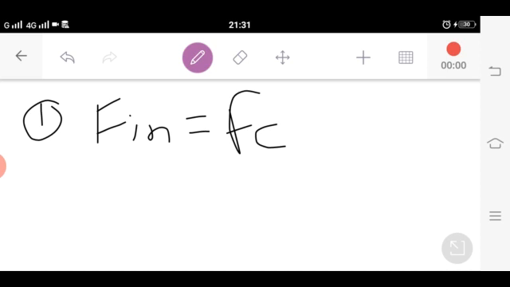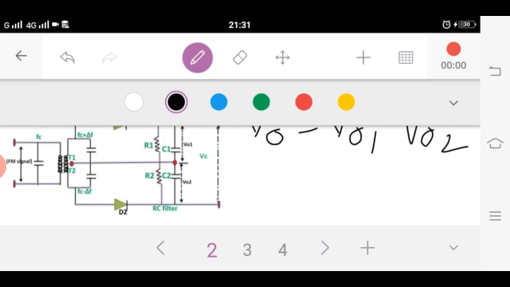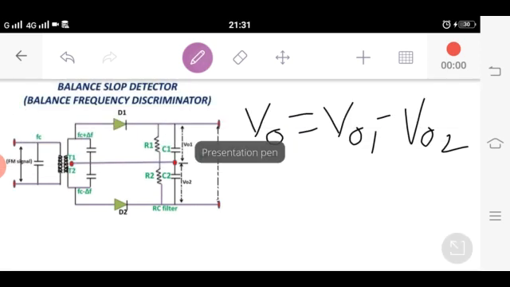Now if you observe here in the circuit, we may find that in this particular case of F in equal to FC, the two parts of the transformer that we are observing here as T1 and T2, which are the secondary winding basically, will have the same voltage.